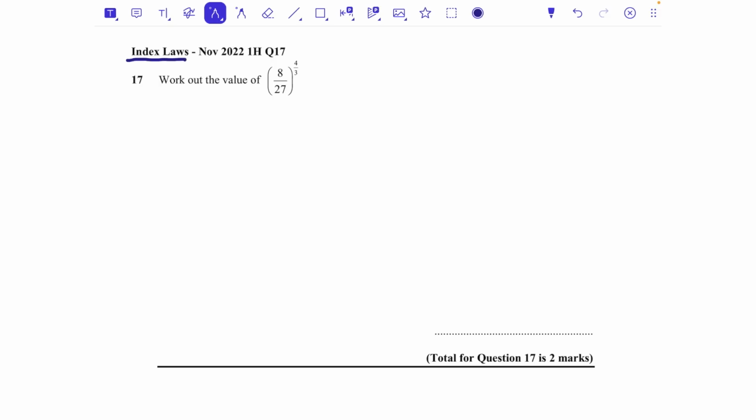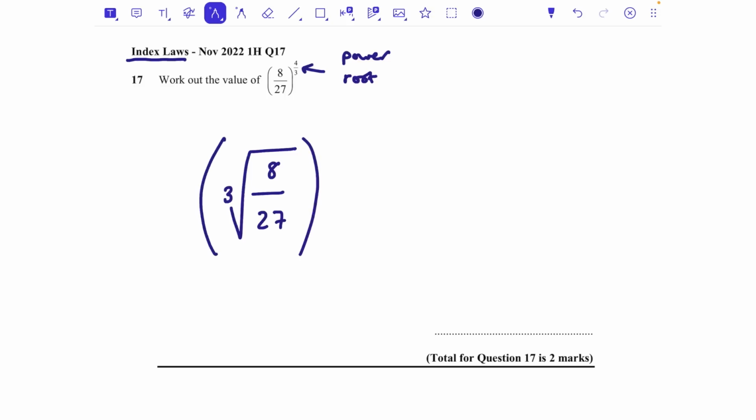So when we have the power that is a fraction, we're going to root by the bottom and do the power of the top. So that means in this case that we're doing the cube root first. So the cube root of 8 over 27 is saying something times something times something that makes 8, and something times something times something that makes 27. And we then need to do that to the power of 4.